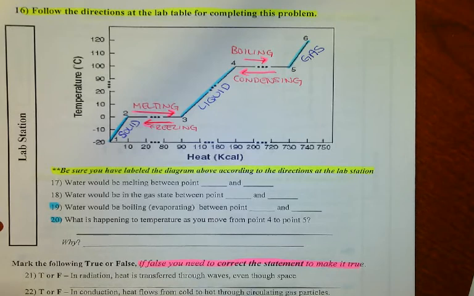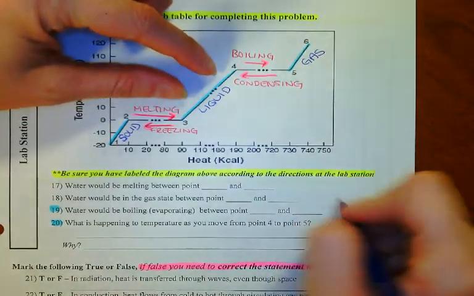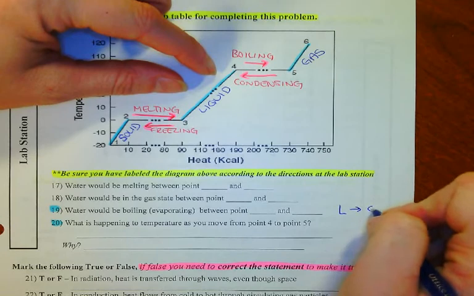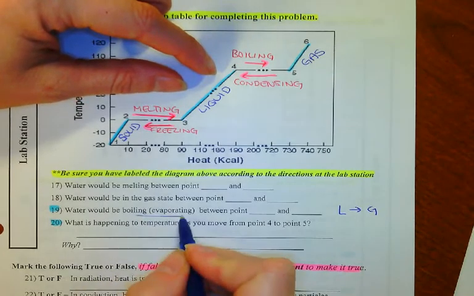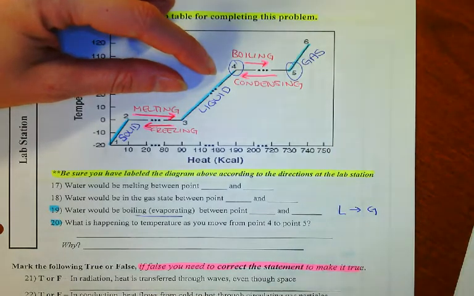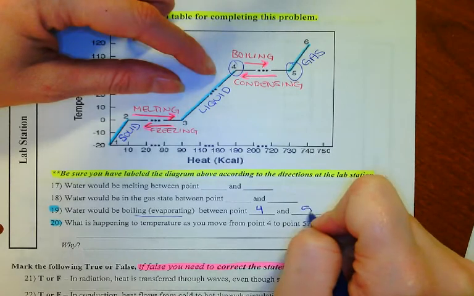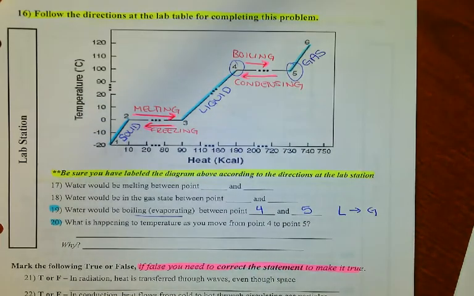Okay, it says water would be boiling or evaporating as you move from points blank and blank. So boiling, I have that labeled. Boiling is going from a liquid to a gas. Boiling or evaporating, so that would be going from point 4 to point 5. That's where it's boiling. No matter how fast it boils, it doesn't boil hotter.